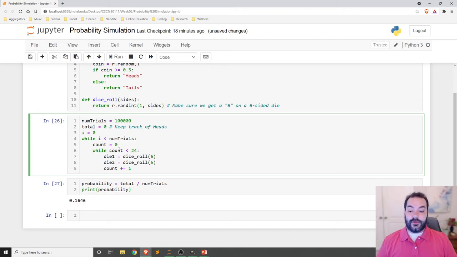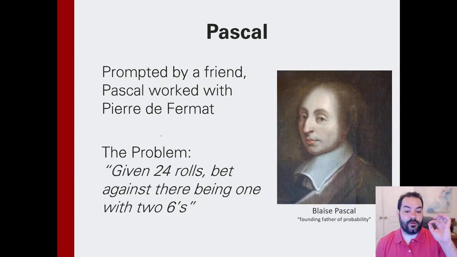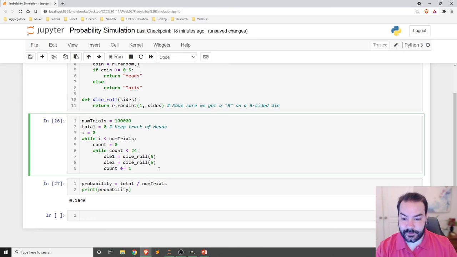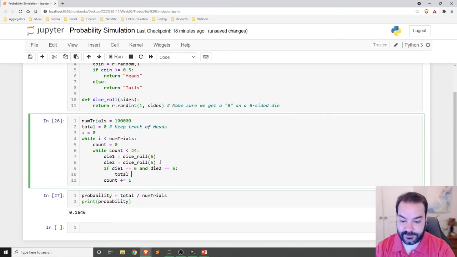Die 1, die 2. So just to reiterate what they're looking for, given 24 rolls, bet against there being one with two sixes. So I roll two sixes, and I'm basically saying that out of these rolls, two sixes will not happen. Okay? So if die 1 equals 6 and die 2 equals 6, total is going to increment by 1.